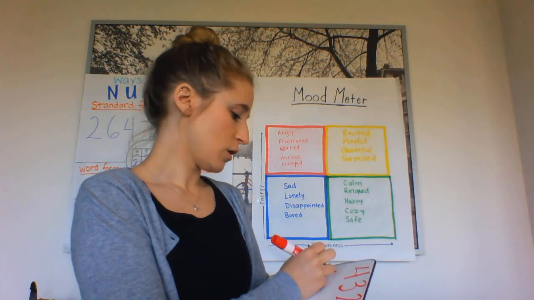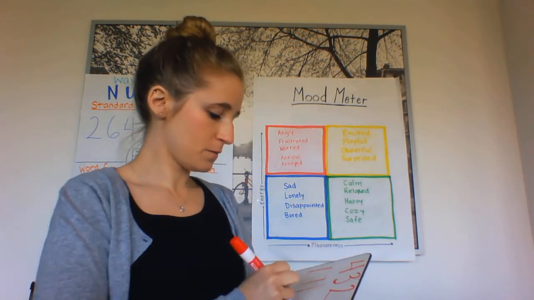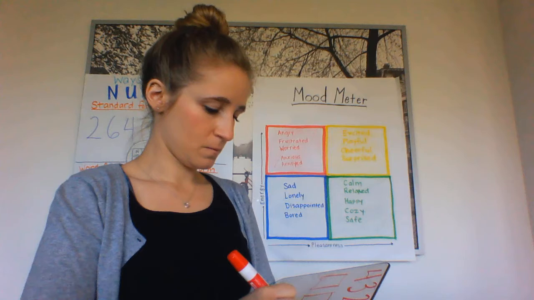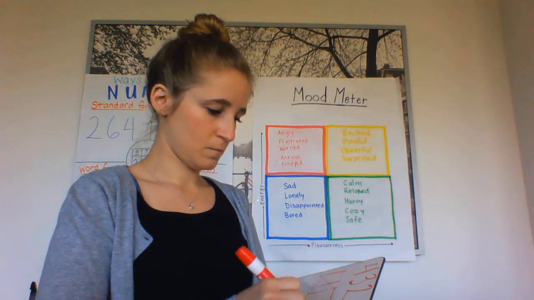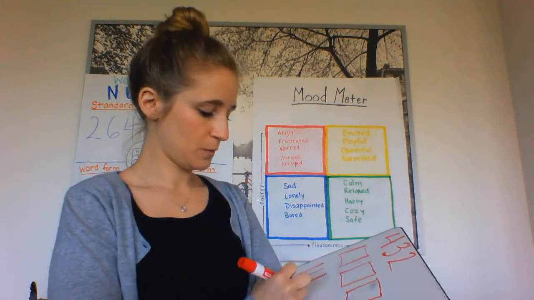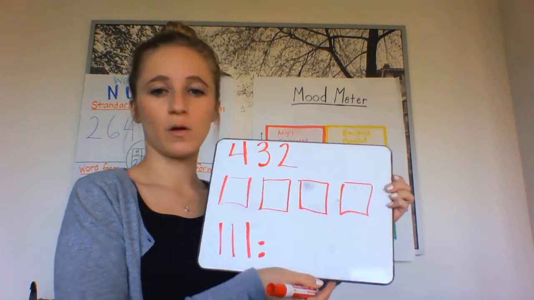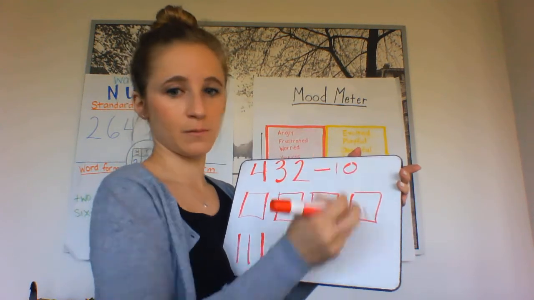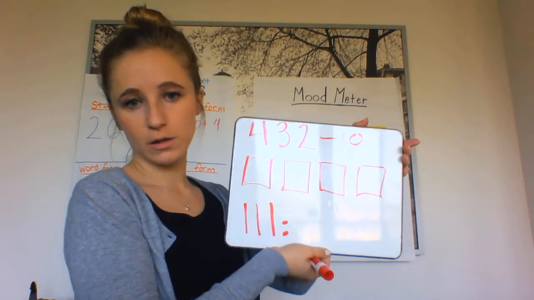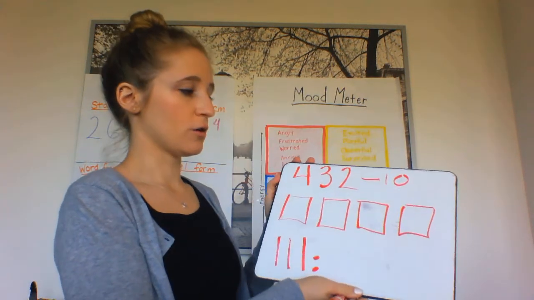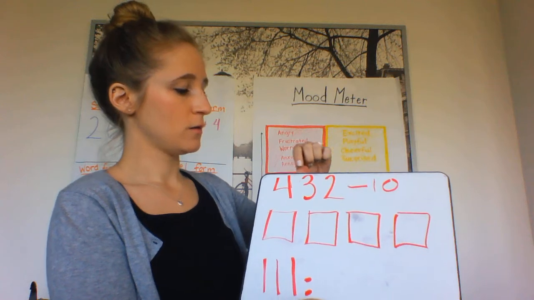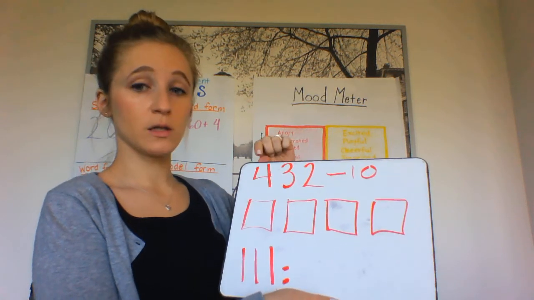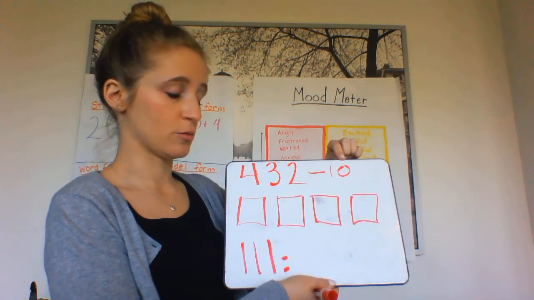If you want to draw it again, you can. Okay, we have 432. And this time I'm going to subtract 10 from 432. Go ahead and give that a try on your own. Think about which place, the hundreds, tens, or ones place, is going to change when you subtract a 10.